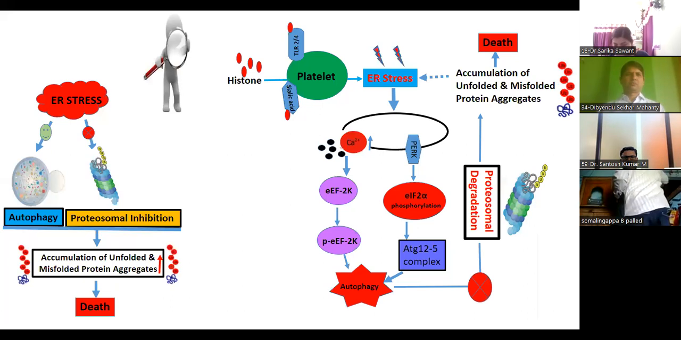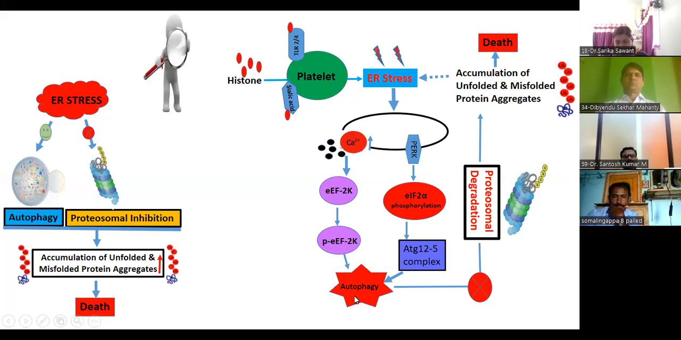So what we observed is when platelets are treated with histone, it interacts with the sialic acid content of TLR2 and TLR4. That leads to ER stress. When ER stress happens, intracellular calcium level increases, and meantime phosphorylation of elongation factor happens, as well as phosphorylation of PERK, that in turn phosphorylates initiation factor 2 alpha. These two events finally lead to autophagy.